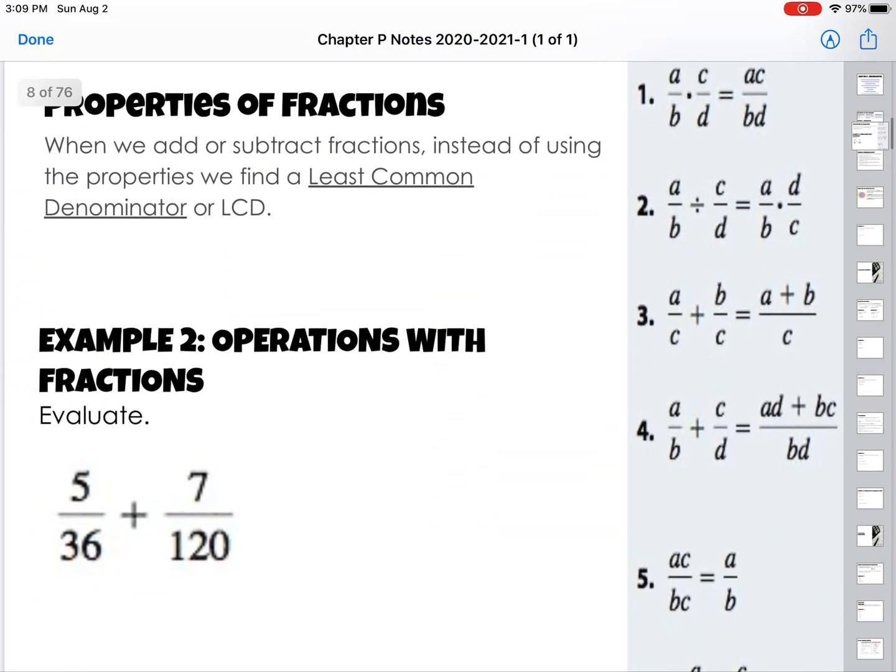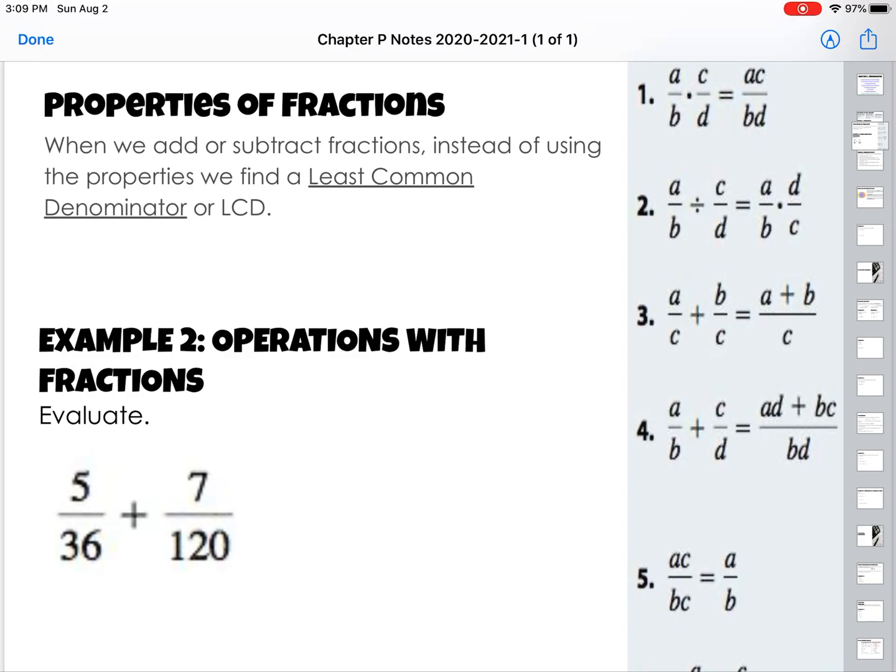We also have some properties of fractions. If you remember, for multiplication, we just multiply the numerators and multiply the denominators straight across. In division, very similarly, we're going to do something like this, but instead what we need to do is multiply by the reciprocal. You may have learned a little trick called keep, change, flip, or something along those lines.